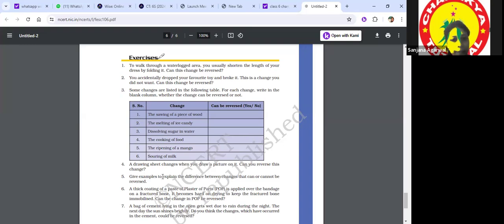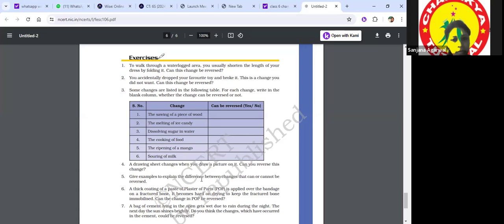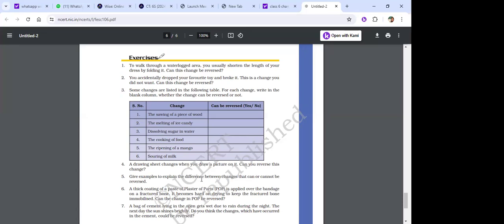Next, 5 examples to explain the difference between changes that can or cannot be reversed. So think of an example. Each one of you has to state one example of each. Ma'am, can I say? First, Harshit. Ma'am, can be is dissolving sugar in water and cannot be is breaking of glass.